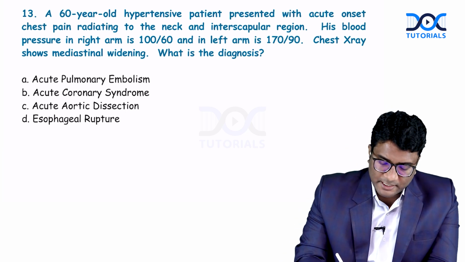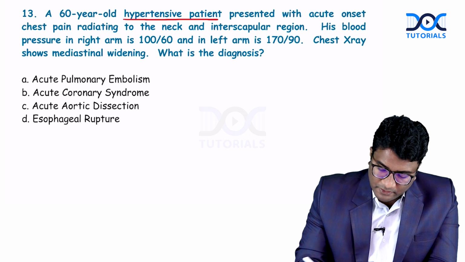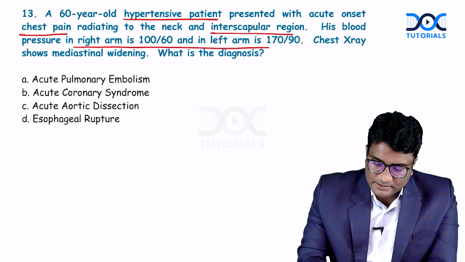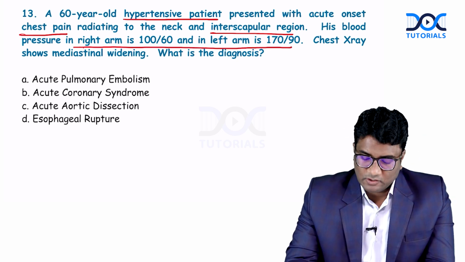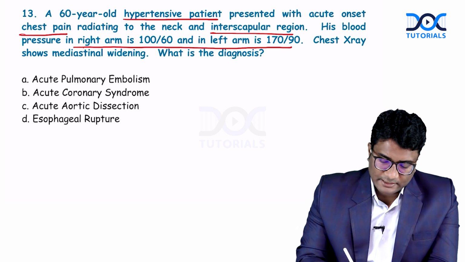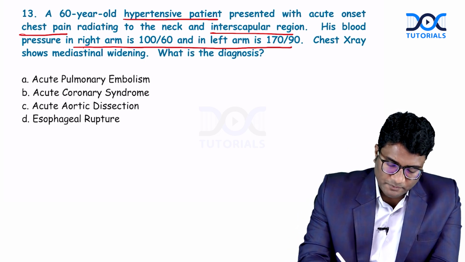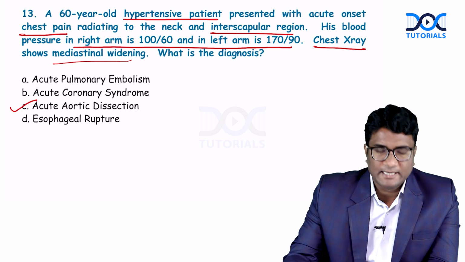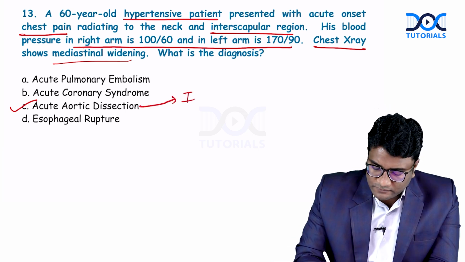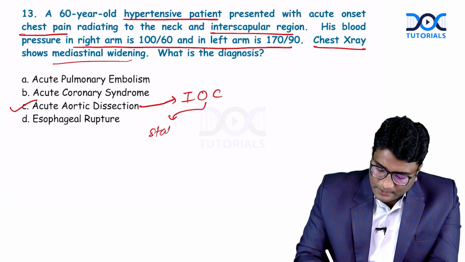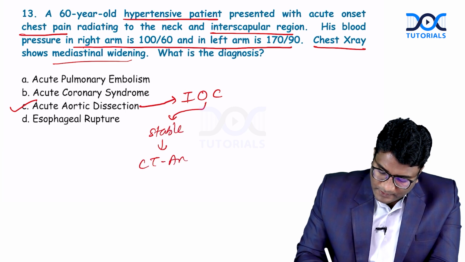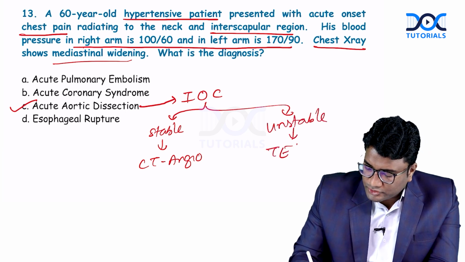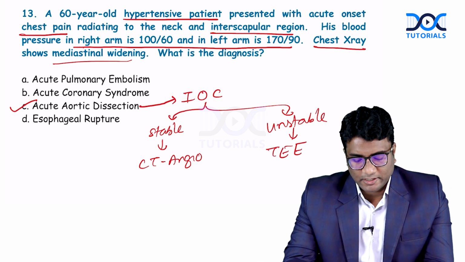What is the diagnosis? So a hypertensive patient with chest pain radiating to the back, right? So in the interscapular region. And there is a differential pressure in the upper limbs. So this all indicates this is aortic dissection, and the radiograph showing mediastinal widening also supports this, right? So chest radiograph showing mediastinal widening, this also supports acute aortic dissection. Please remember, the investigation of choice for acute aortic dissection in a stable patient should be CT angio, and in an unstable patient it will be transesophageal echocardiography. So this is acute aortic dissection.